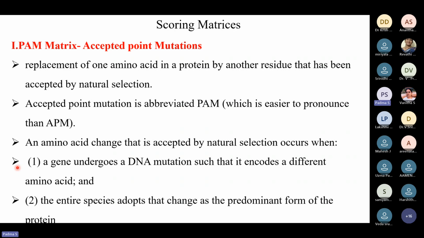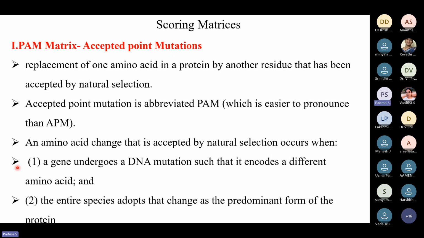So that is an accepted mutation, that is at the third position. But if it happens at the first or second position, then it will be a different kind of impact. So this accepted point mutation is what is generally talked about as point accepted mutations, or percentage of accepted mutations. These are different terminologies given to the same thing. You can abbreviate accepted point mutation, or sometimes they refer to this as percentage of accepted mutations, and so on.